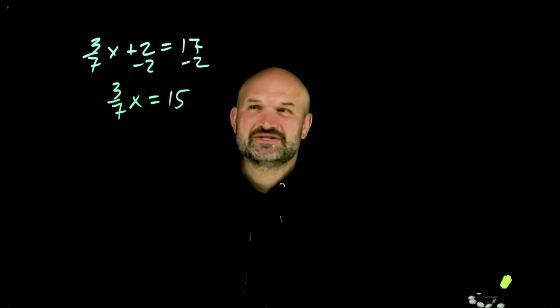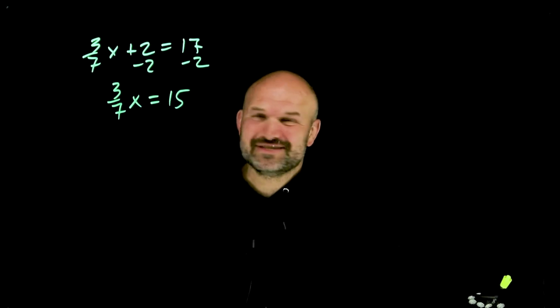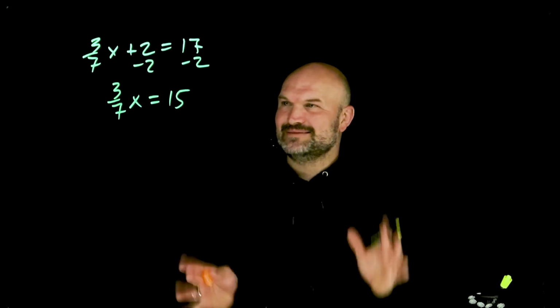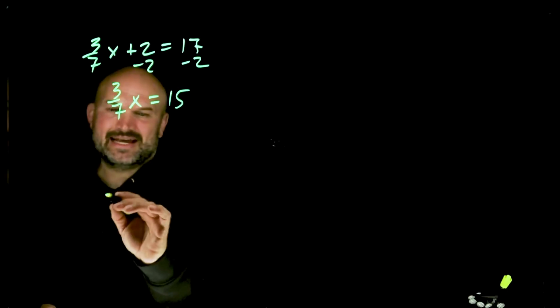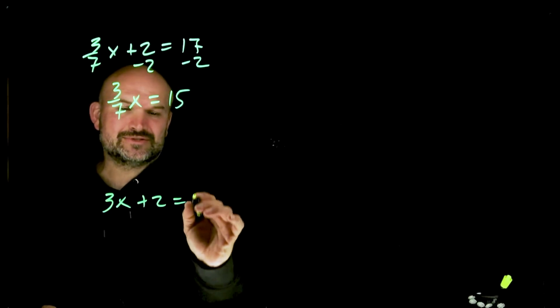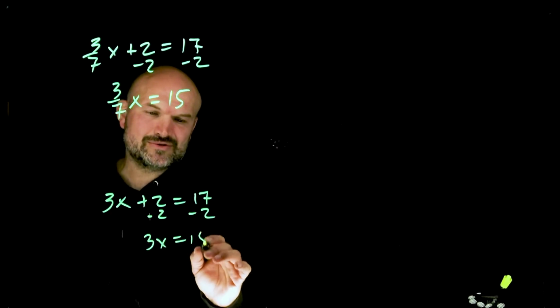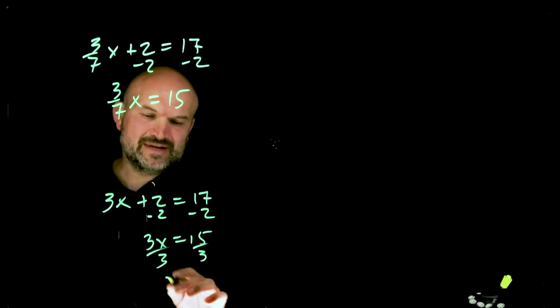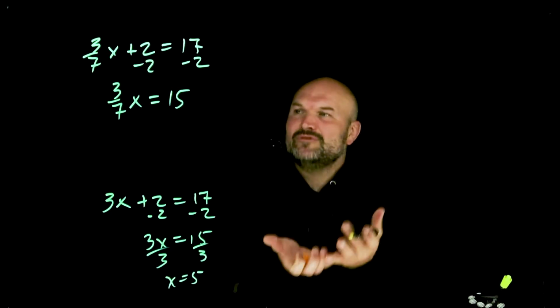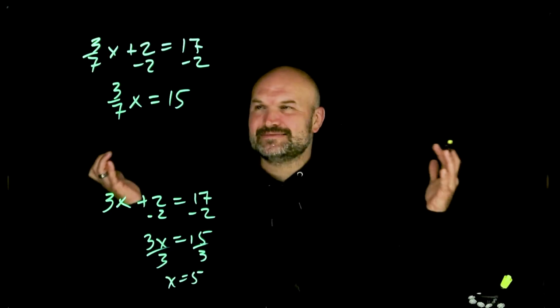But in this case, students hate fractions. They're like, I don't know what to do. Sometimes when it's an easy problem, like 3x plus 2 equals 17, they get that. They subtract the 2 on both sides. You get 3x equals 15. And then you divide by 3. x equals 5. But there's something about fractions that just messes everybody up.